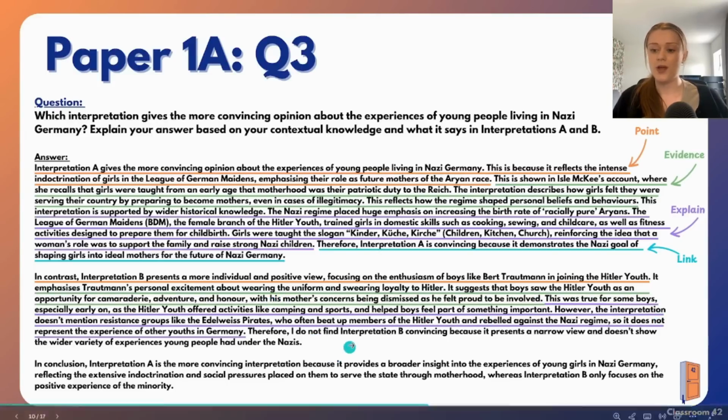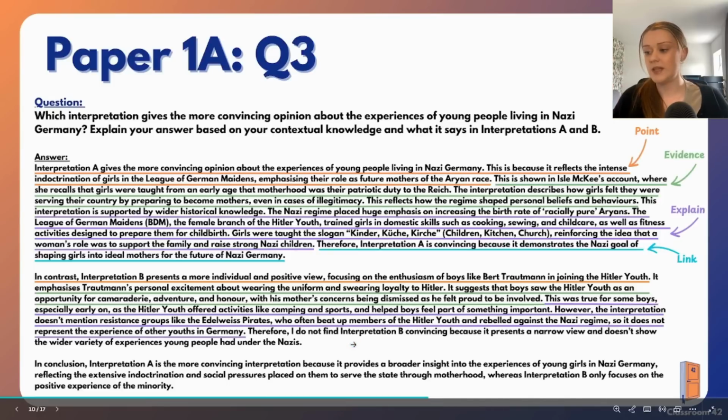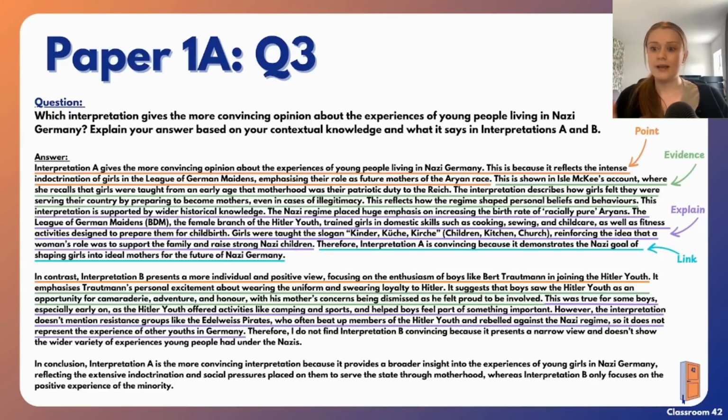So here we're showing that although the interpretation is still convincing to an extent, it's not quite as convincing as interpretation A because it doesn't show the wider experiences of youth in Germany. It only shows quite a small select group of boys who perhaps were quite indoctrinated in the Nazi regime and were happy and excited to join things like Hitler Youth, but it doesn't show, for example, the resistance groups. So it's a great way to bring in more historical knowledge by saying perhaps why the interpretation isn't as convincing. And then, of course, we're finishing it off with a link back to the question.